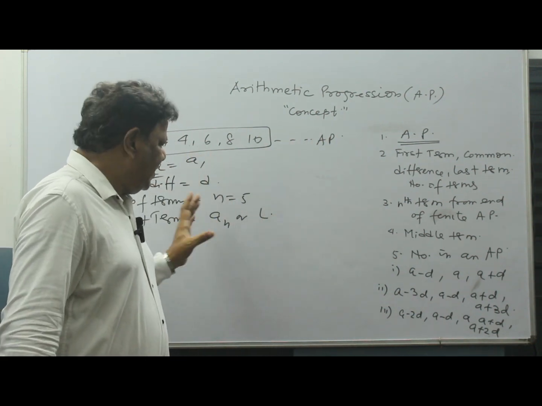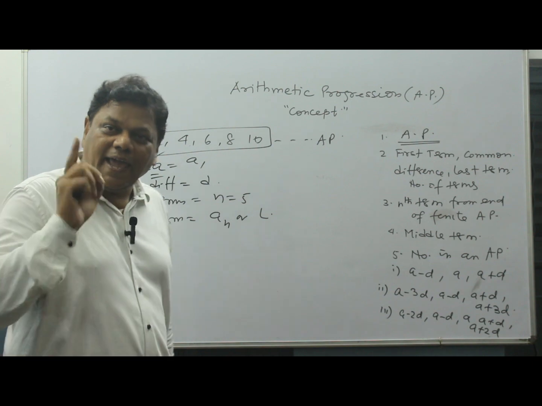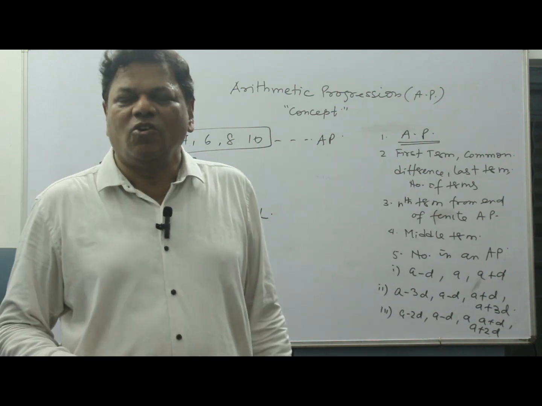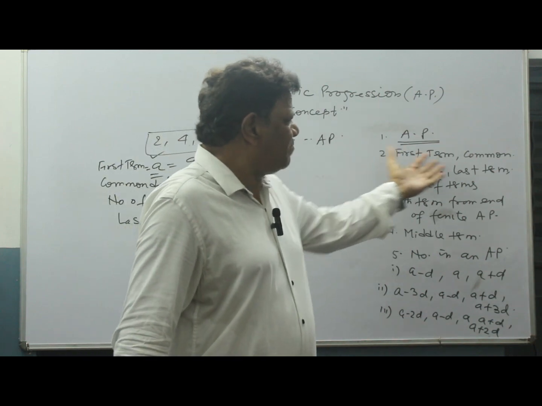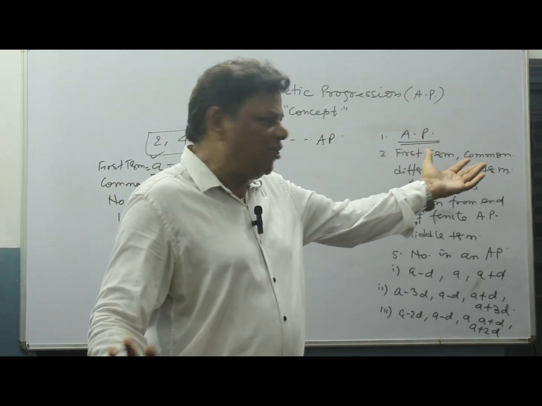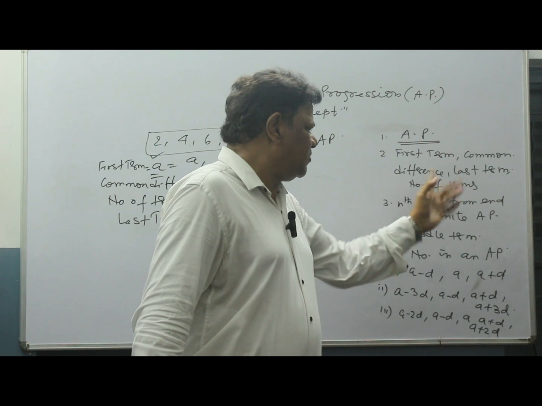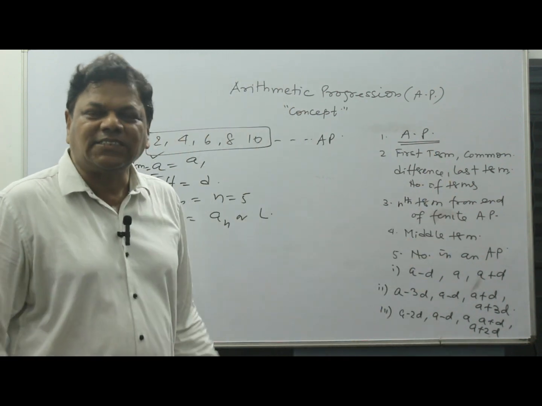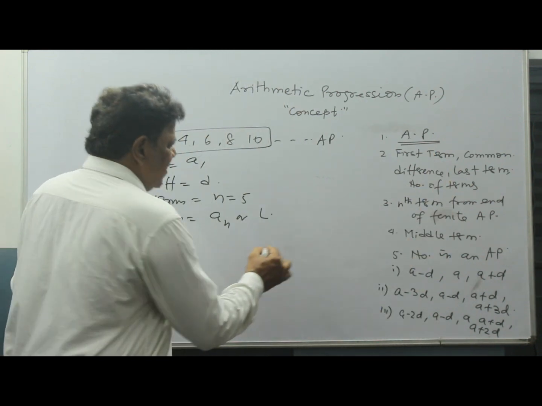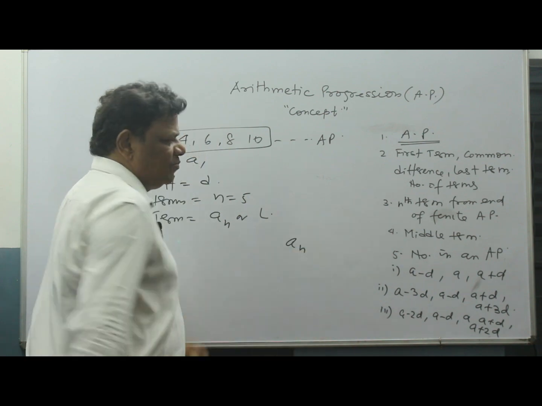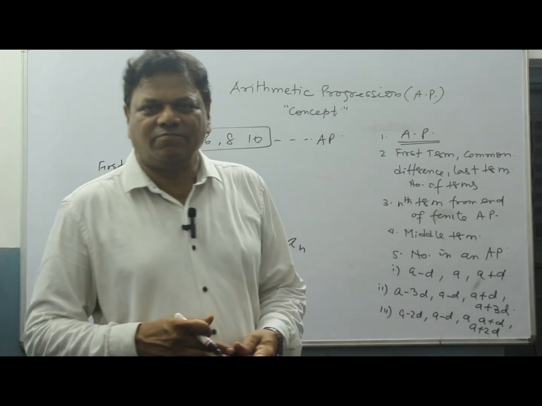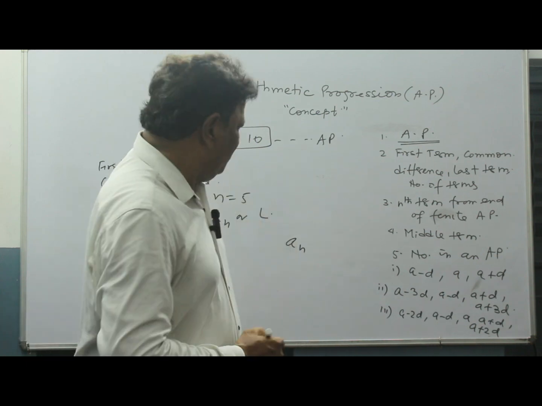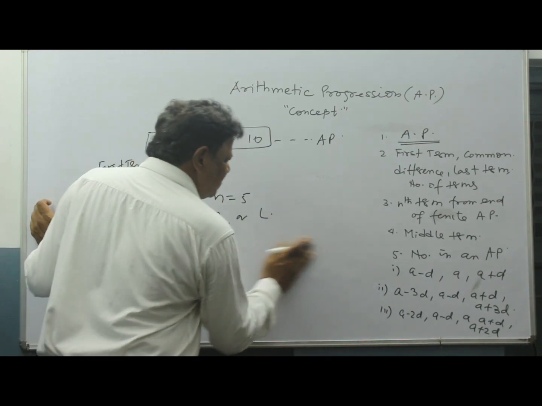So A, D, N, A, N is clear to you. A, N means last term, or also it is said to be L. I think I am able to explain all this. First term explained already, common difference, last term and number of terms. Nth term means last term. Nth term of a finite series. Always I say to find the nth term.